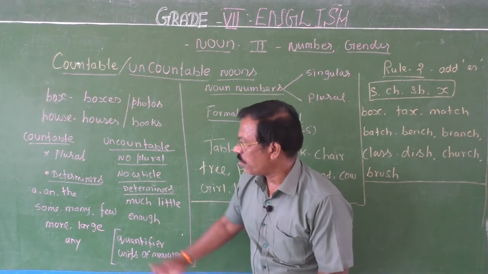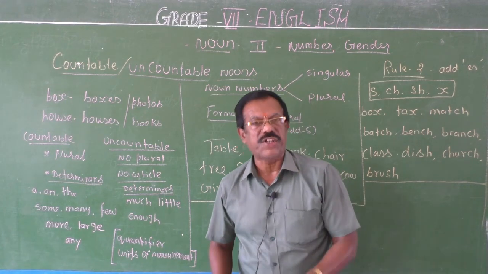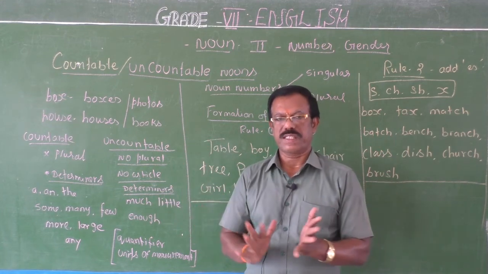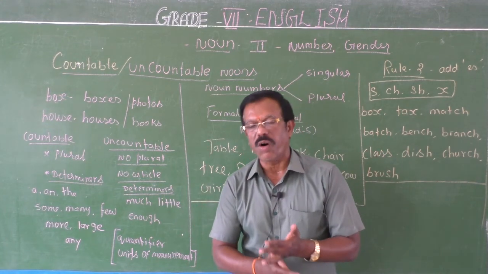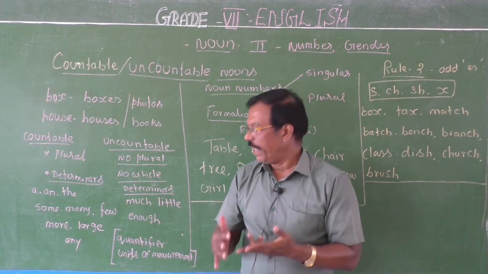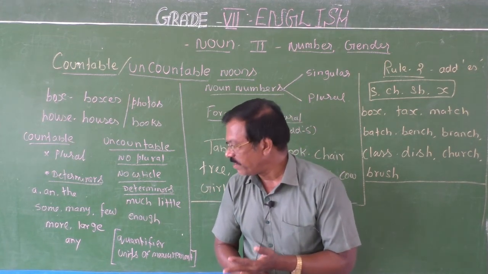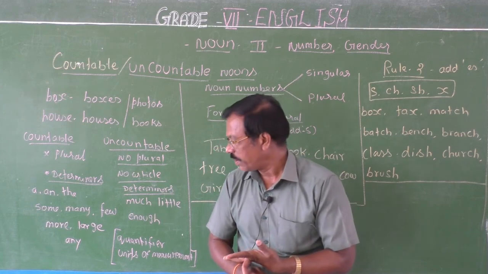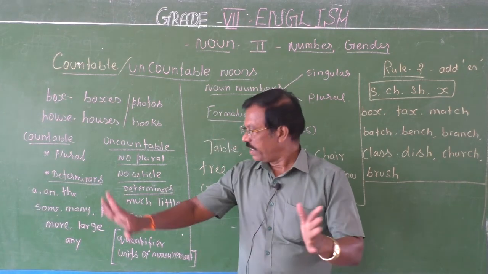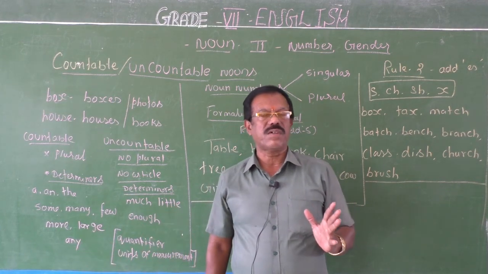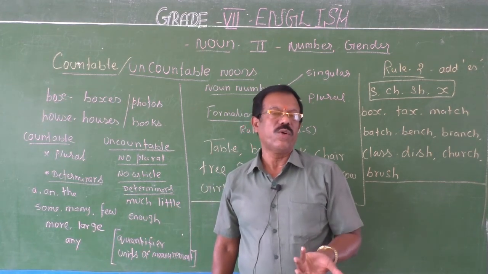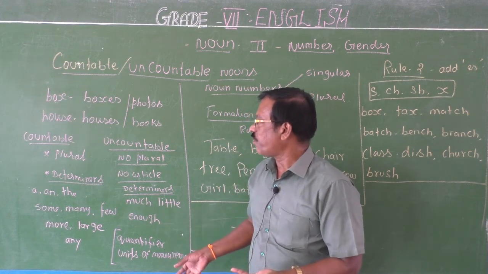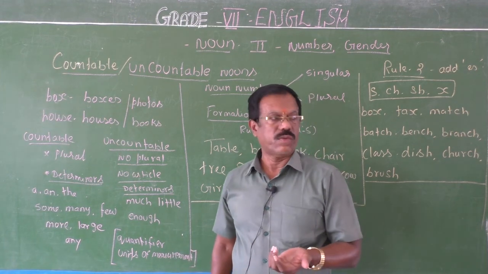Okay, fine. So the quantifiers and other determiners are used before countable nouns. Some mangoes, some boys, some toys, many balls, few friends, more books, large crowd, and anyone. So in this way, these determiners can be used before countable nouns. Okay. I will give you a list of some other determiners for uncountable nouns here.